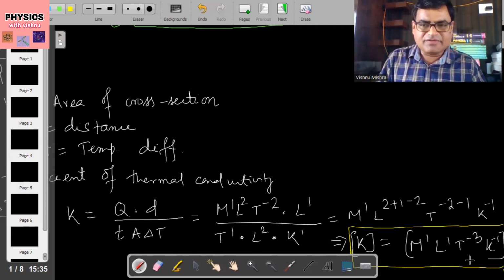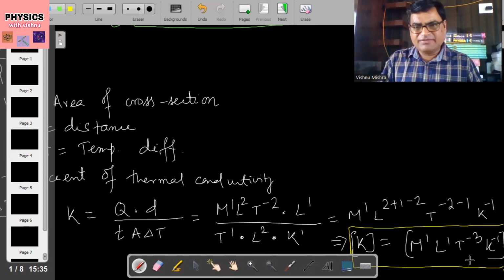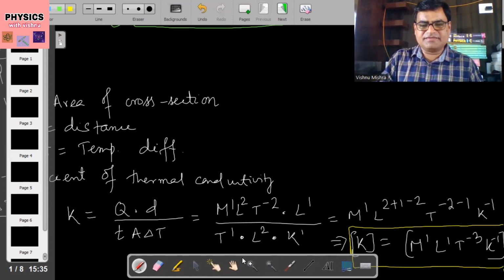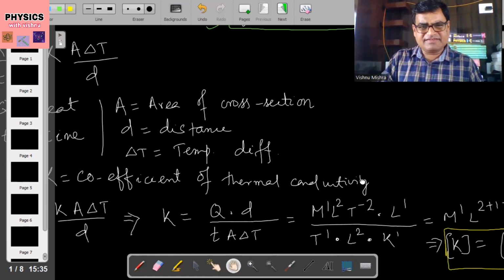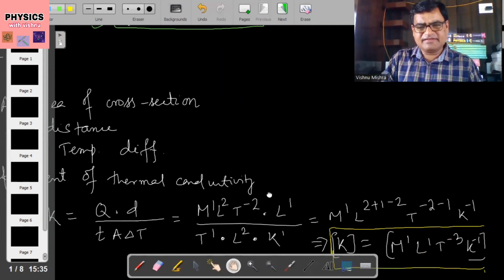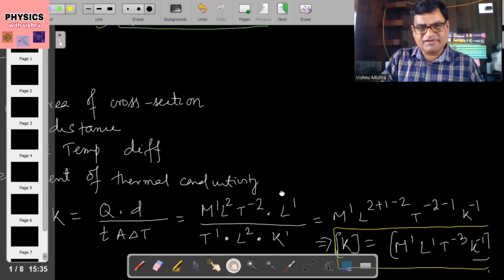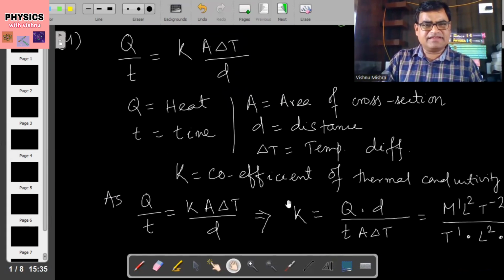Clear? These are formula based dimensions. I will give you the formula. You have to write the dimension of this one. Clear? Understood this? How to write the formula based dimension? Next, let's move further. Another question I can write.